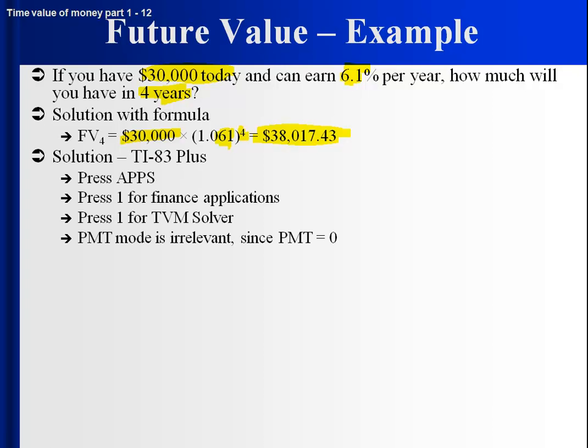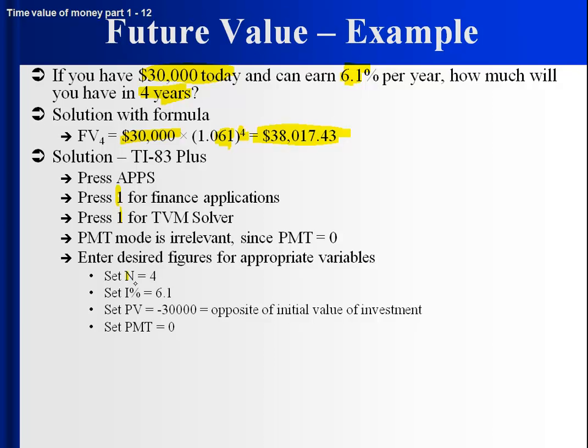If you wanted to use the financial calculator, press apps and then 1 and 1 to get into the TVM solver. Payment mode, which is at the very bottom where it says end and begin, doesn't matter, so it can be in either one. You want to set N equal to 4 because we want to know how much we'll have in 4 years. I percent is 6.1%, so for I percent you type in 6.1. PV, you have 30,000 today, but nonetheless you type in negative 30,000 and don't type in any commas.